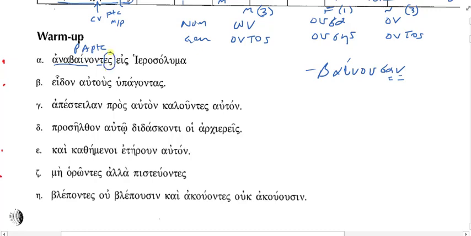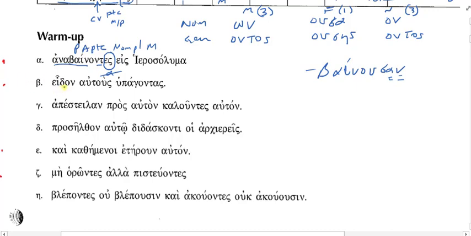Which case ending is the epsilon sigma? It's nominative plural and what gender? Masculine. Why not neuter? Because the neuter nominative plural would be alpha here. Okay, so this is just masculine. So, how will we translate this? Going up into Jerusalem. Good.